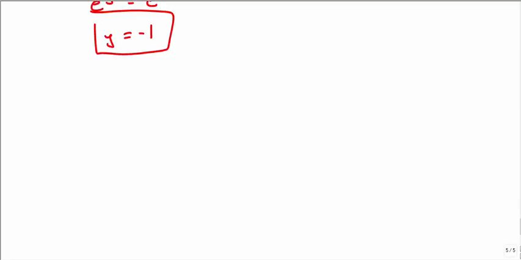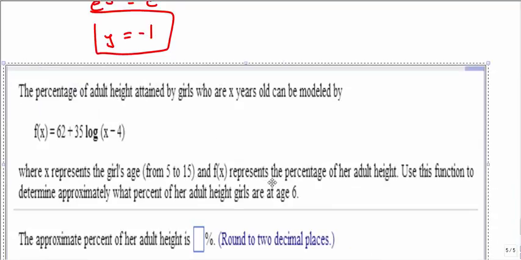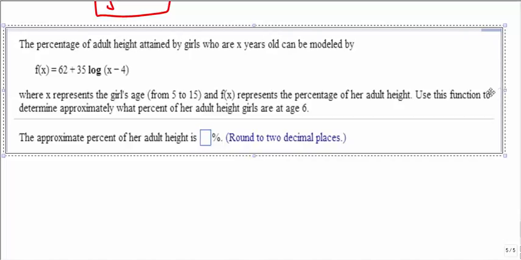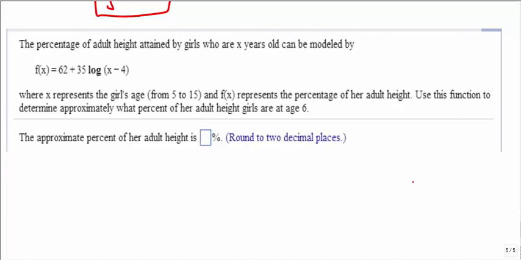There. So again, this is similar to problem 40. Go ahead and take a minute to read. If you want to pause, you can. This says the percentage of adult height attained by girls who are X years old. So we know right away we have a variable. X stands for their years old, can be modeled by this function. So again, X is years old, where X represents the girl's age from 5 to 15.